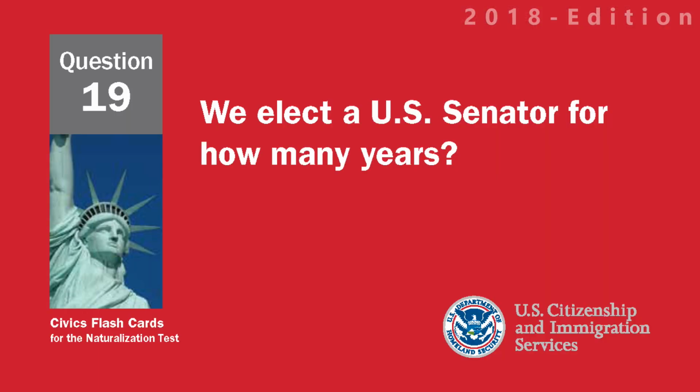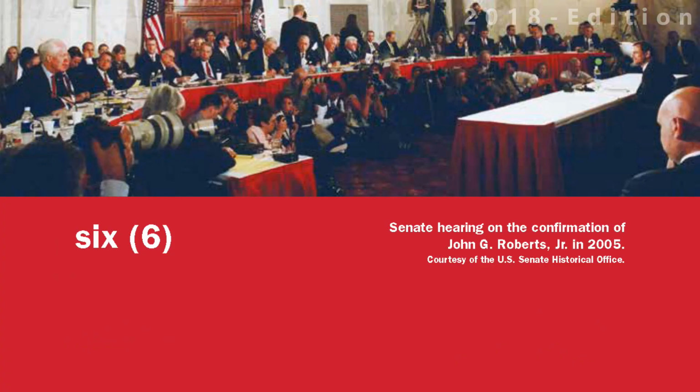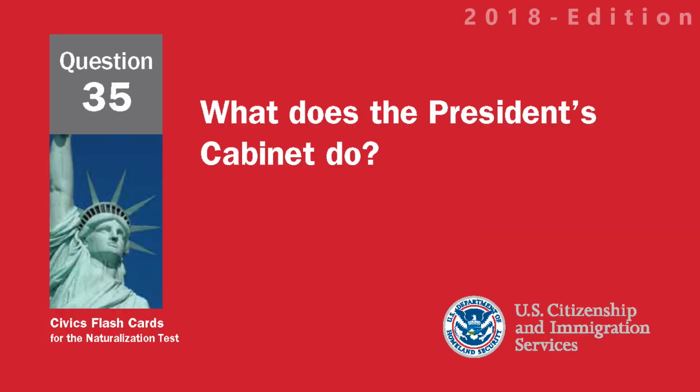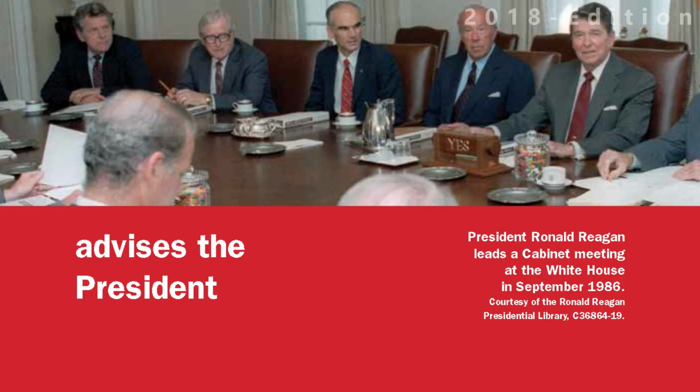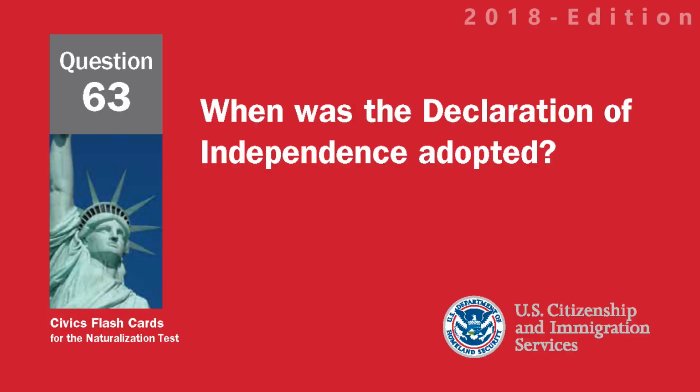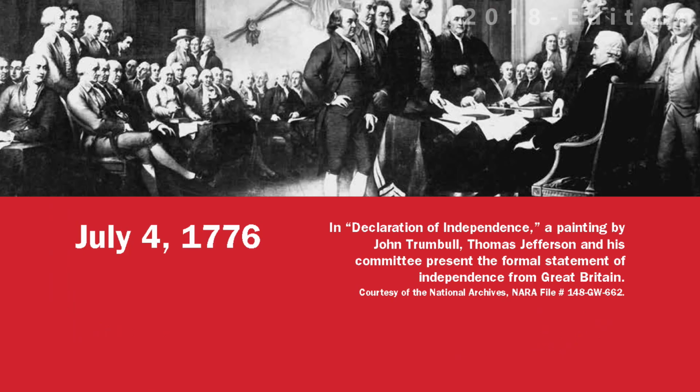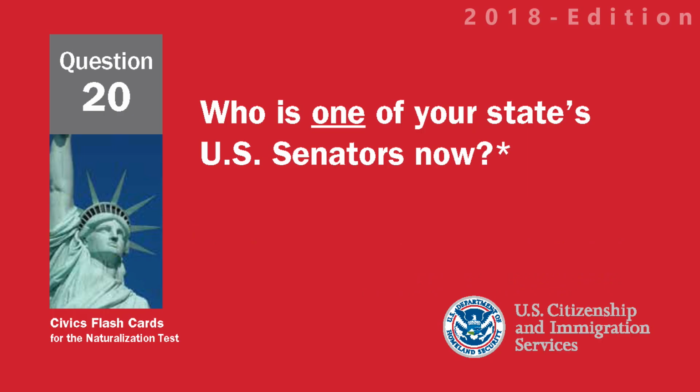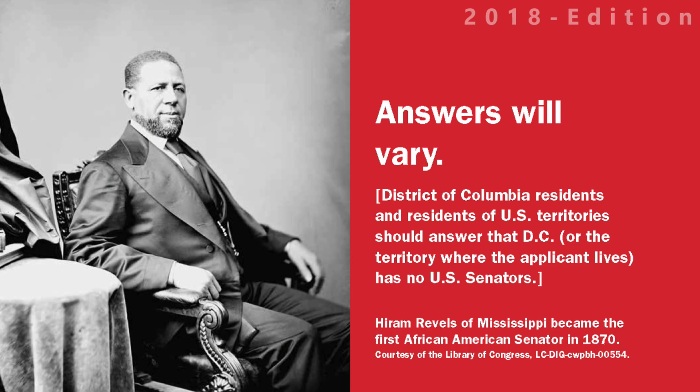We elect a U.S. Senator for how many years? 6. What does the President's Cabinet do? Advises the President. When was the Declaration of Independence adopted? July 4th, 1776. Who is one of your state's U.S. Senators now? Answers will vary. District of Columbia residents and residents of U.S. territories should answer that D.C. or the territory where the applicant lives has no U.S. Senators.